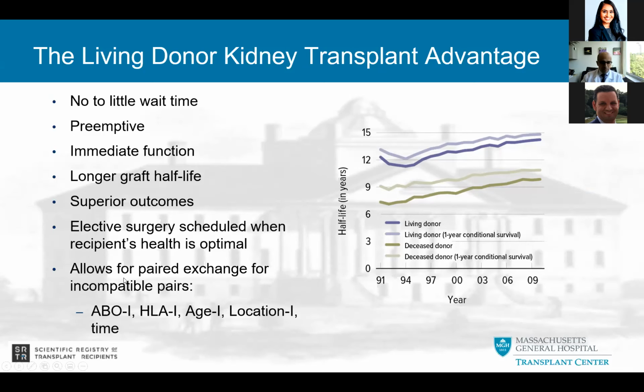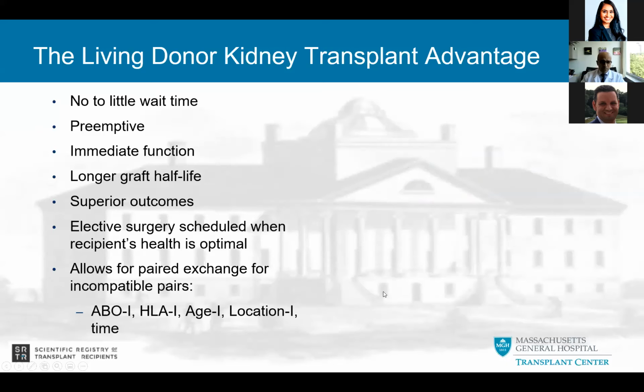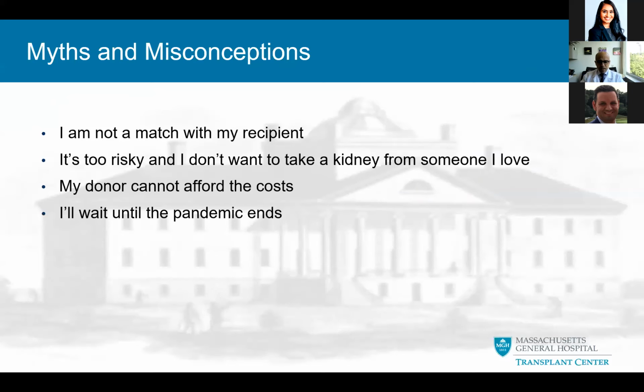And finally, which is a very important factor, a living donor kidney transplant will allow for paired exchange for incompatible pairs. For example, if you have a donor that is not the same blood type or has different antigens, or the recipient has antibodies against this donor, or wide age discrepancy, or different location, I'll mention that briefly later. Living donor kidney transplant will allow you to enter into a paired exchange, which allows incompatible pairs to move forward with kidney transplant.